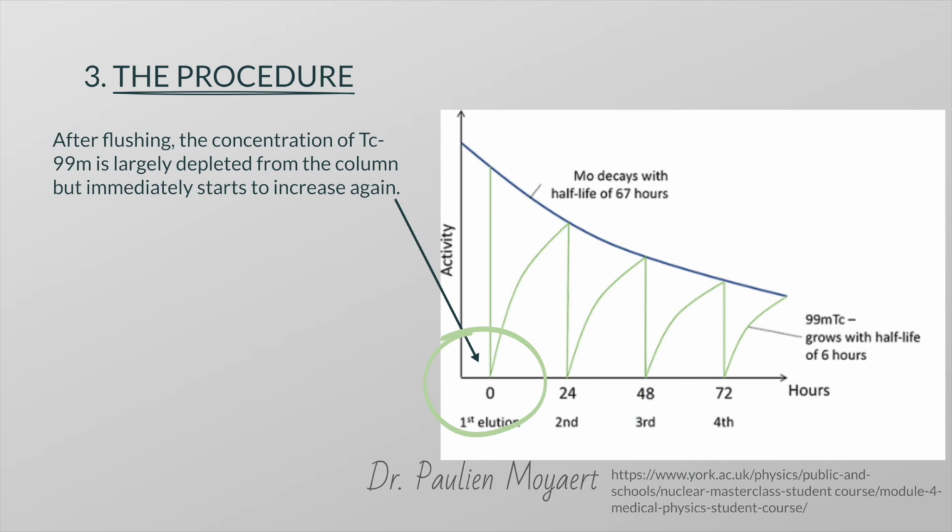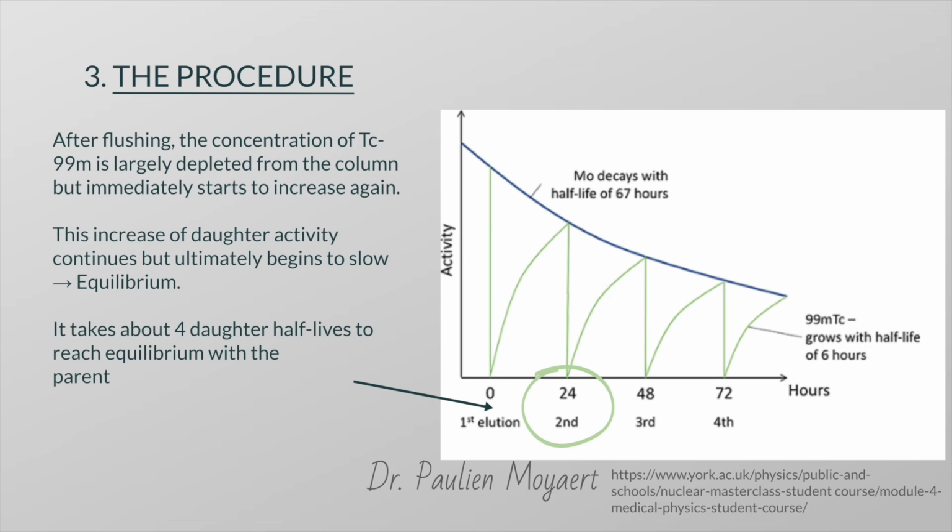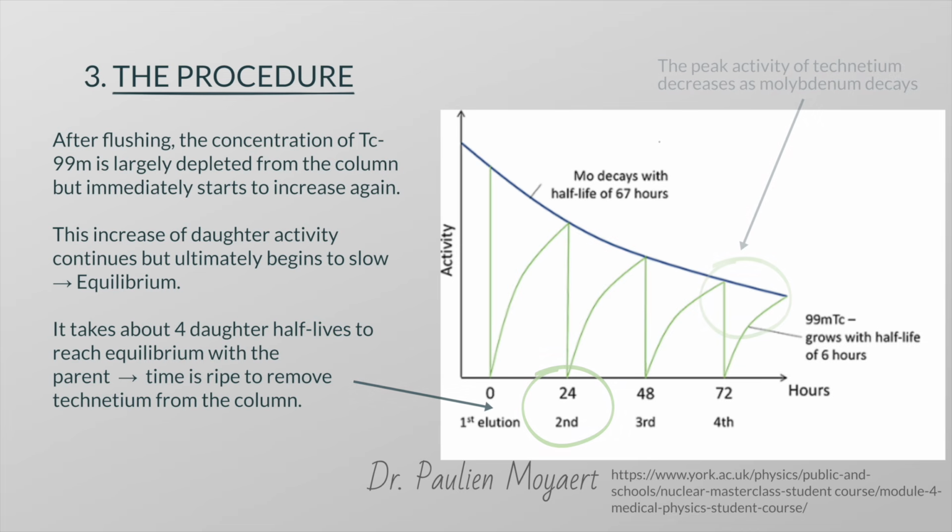After flushing, the concentration of technetium is largely depleted from the column but immediately starts to increase again. This increase of daughter activity continues but ultimately begins to slow. Eventually, the daughter activity is produced at a rate that nearly equals that at which it decays. The system is said to be in equilibrium. It takes about 4 daughter half-lives or 24 hours to reach equilibrium with the parent. Once equilibrium has been achieved between the parent and the daughter, the time is ripe to remove technetium from the column. The peak activity of technetium decreases as molybdenum decays. This is why the generator has to be replaced every week.